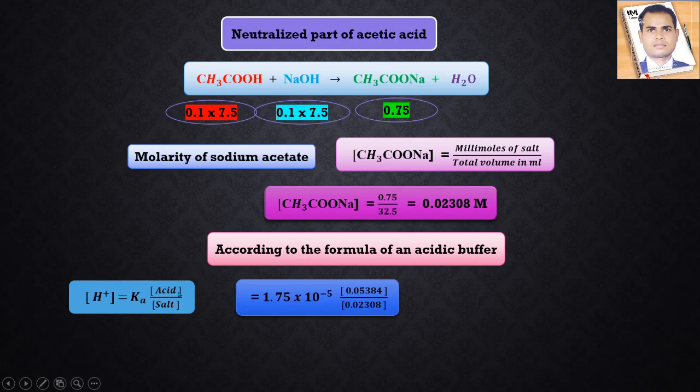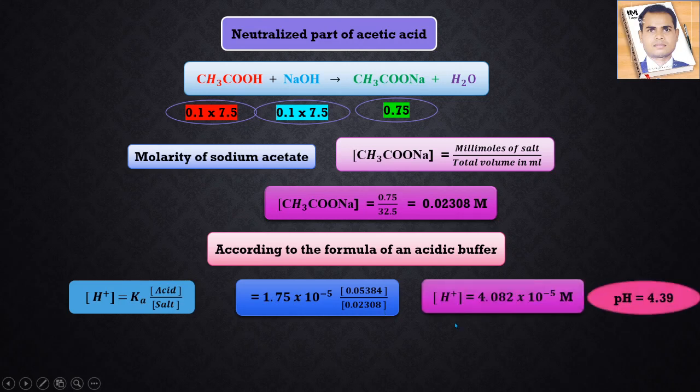And the concentration of acid we have already calculated. So you will take 0.05384, divided by the salt concentration, 0.02308. After the calculation, you will get that value, 4.082 into 10 raised to minus 5 molar. And you will put this value into the pH formula, and you will get the pH, which is 4.39.